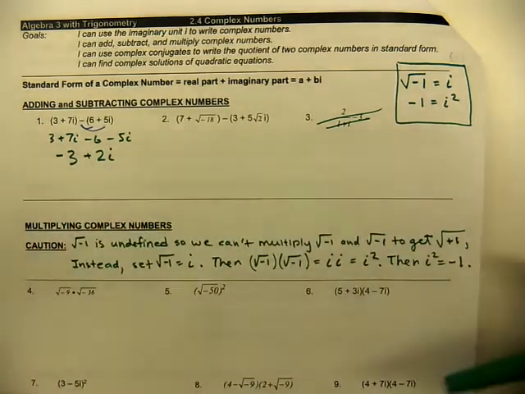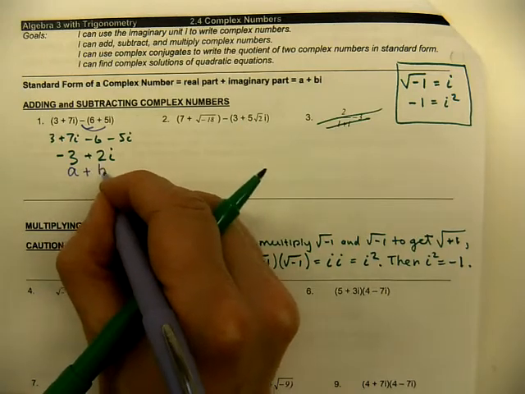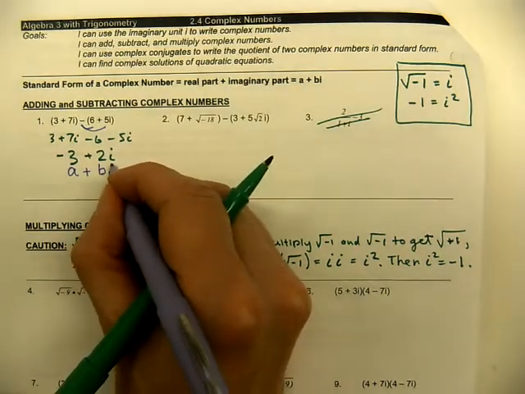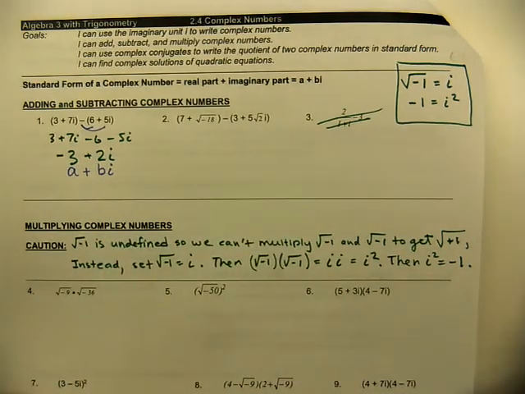So notice this is the format that we're looking at. This is the A, if you will. Here's the B, which is the coefficient in front of the i. So we always want the real in front and the imaginary in back. Here's another one. Let's take a look at this one here.